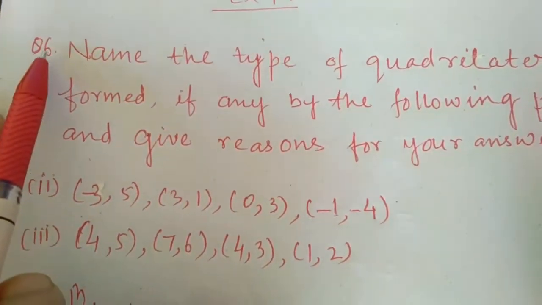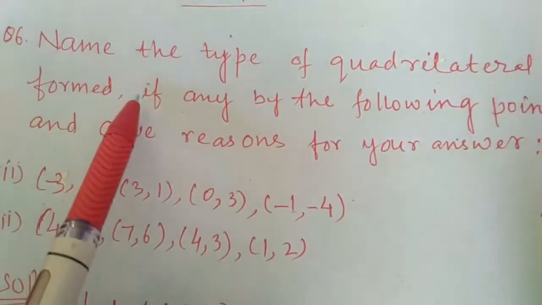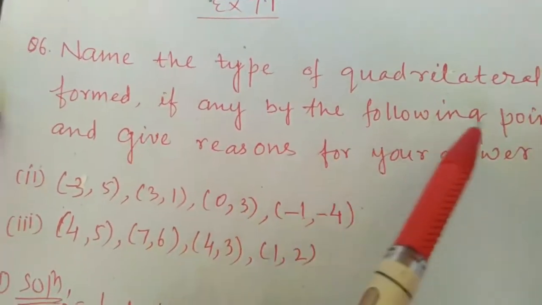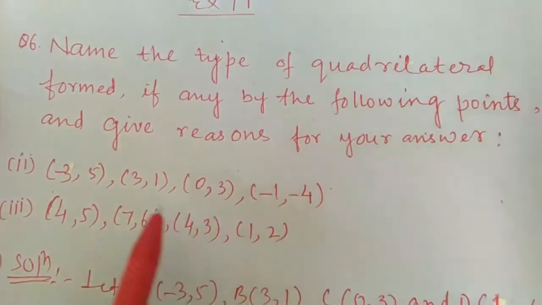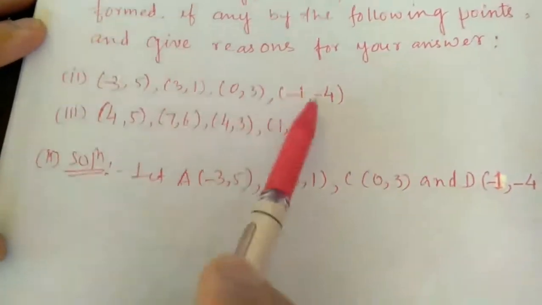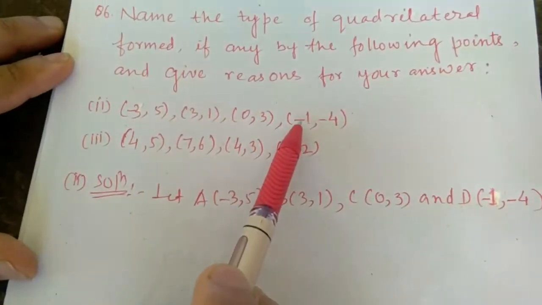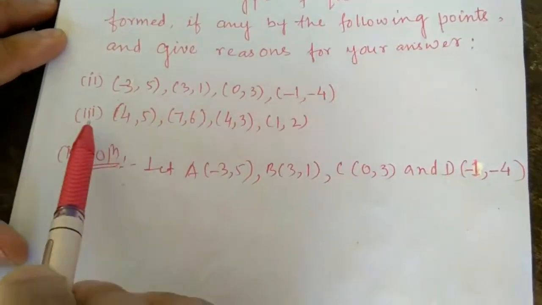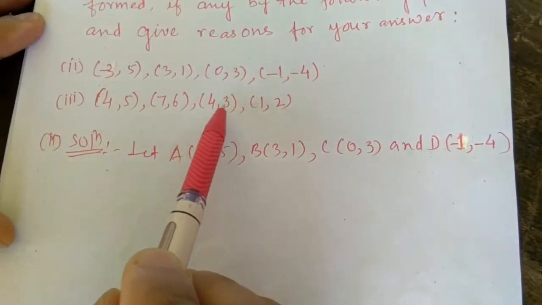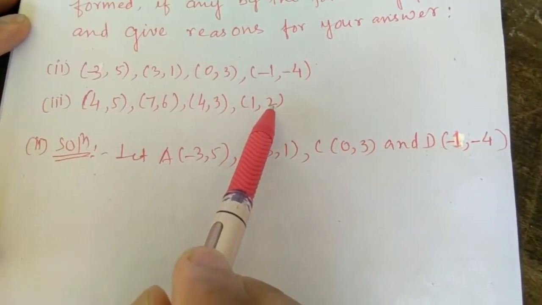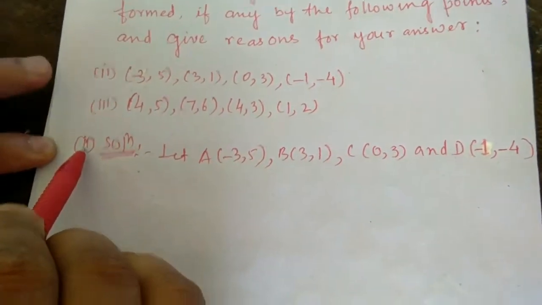All right. So the question is stated like this: name the type of quadrilateral formed, if any, by the following points and give reasons for your answer. The question number 2: minus 3 comma 5, 3 comma 1, 0 comma 3 and minus 1 comma minus 4. Question number 3: 4 comma 5, 7 comma 6, 4 comma 3 and 1 comma 2. So let me show you one by one. This is question number 2 solution.